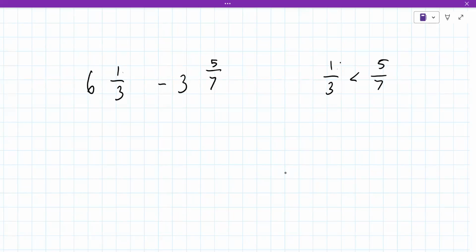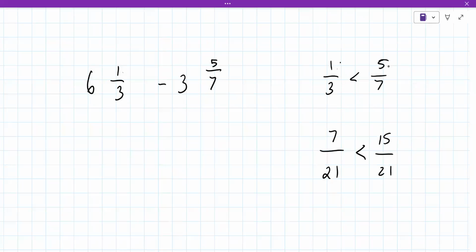Okay, so let me do a problem here, like 6 and 1/3 minus 3 and, I don't know, we'll go 5/7, for example. This time, and I can tell you this in advance, 1/3 is less than 5/7. One way you can do that is you can just look: this is less than half, this is more than half. But if you wanted to, you can make a common denominator, and you do have to eventually. So this time it would be 7 and then 15.